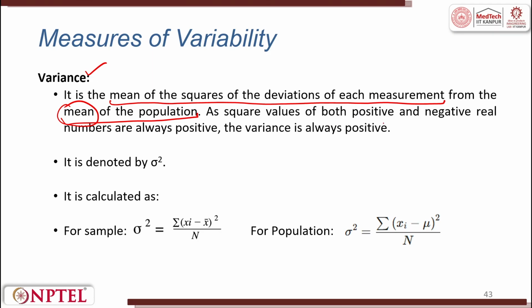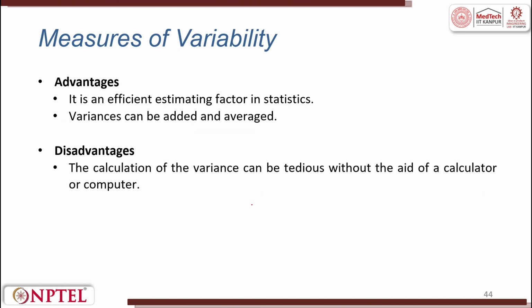The square values are both positive and negative. Real numbers are always positive. The variance is always positive because it is squared. It is denoted by sigma square. It is calculated as sigma square is equal to the summation of (xi minus x bar) square by n. For a population, it is given by mu, where mu is the population mean. For a sample, x bar is the sample mean. The advantage is that it is an efficient estimating factor in statistics.